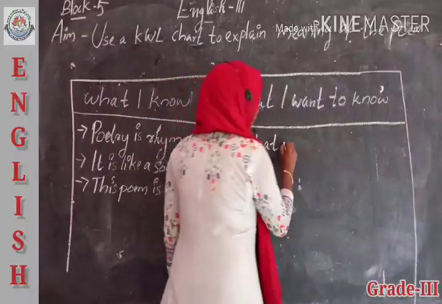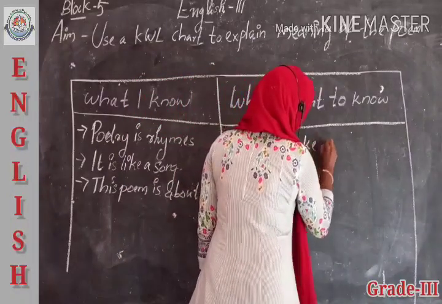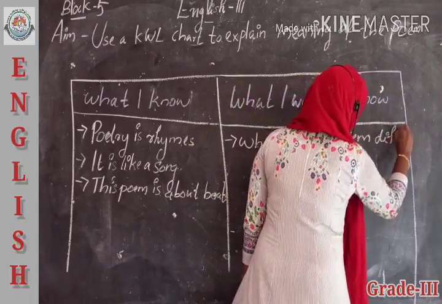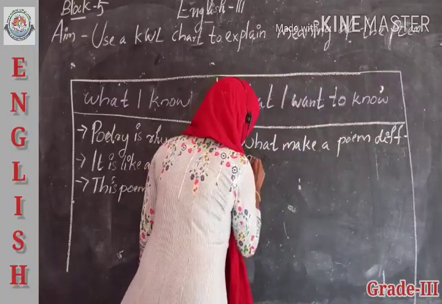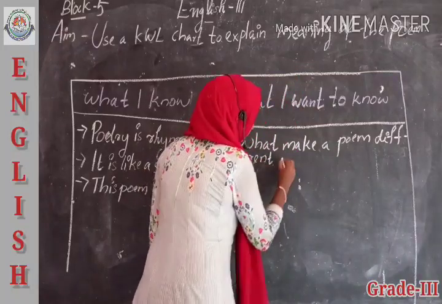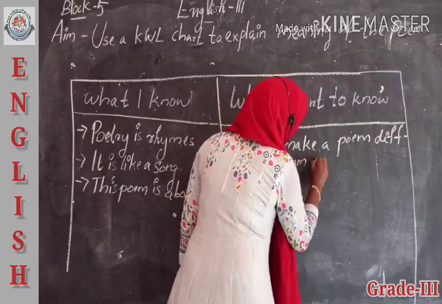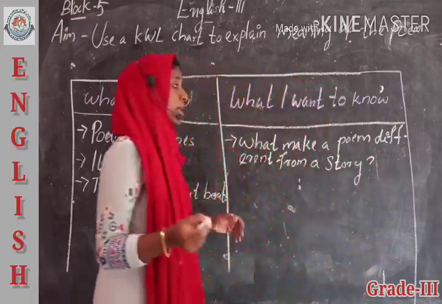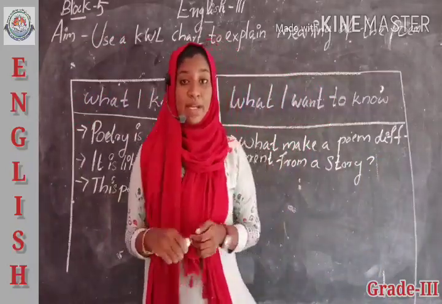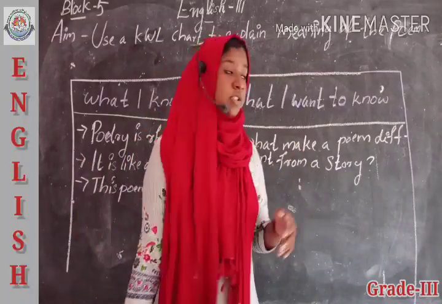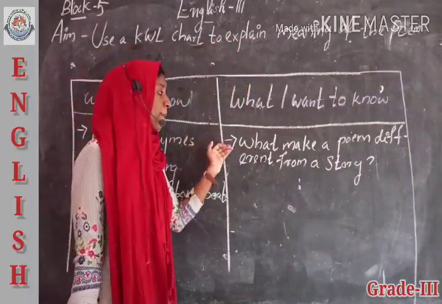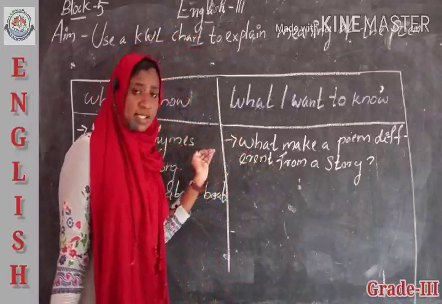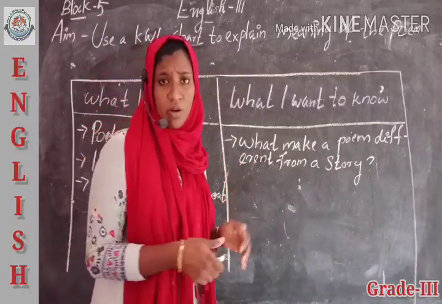So here we can write what makes a poem different from a story. Yes, we already know that a poem and a story are entirely different in structure, and there are many differences. So in this column you can write what makes a poem different from a story. Is it clear? This is one of our questions that we want to know, isn't it?